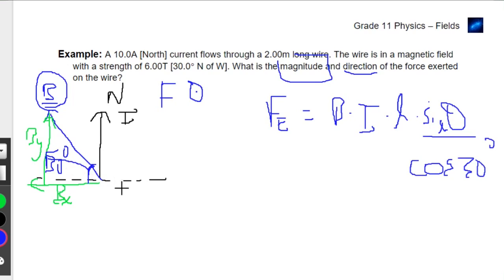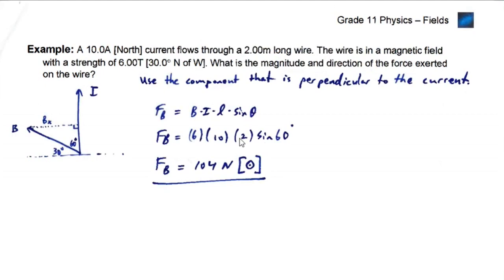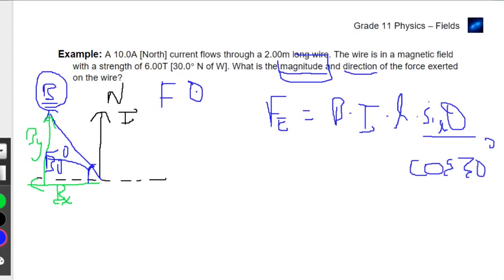The biggest piece you need to remember is that it has to be perpendicular. Current and the field have to be perpendicular. That's going to help you to determine what the magnitude of the force is. So that's where the 60 comes from. If you multiply it out, you get 104 newtons. There are 3 sig figs for all of these, and so I have 3 sig figs in our final answer. And yes, it is coming out of the page here.